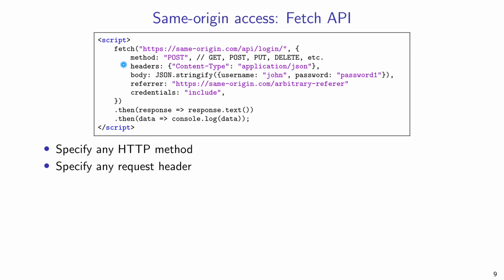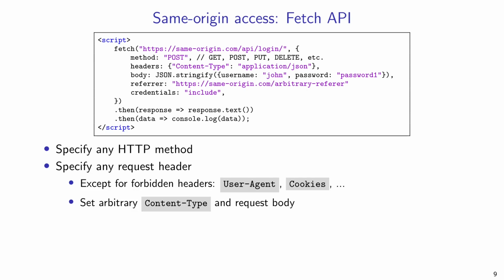Then, we can specify any request header here, except for forbidden headers like User-Agent, Cookie, and other headers that are reserved to be set by the browser. We can also set an arbitrary content type header and request body. For example, here we are posting some JSON data to the server and specifying the appropriate content type value. And most importantly, we can instruct fetch to include credentials, such as cookies, by specifying credentials include here.